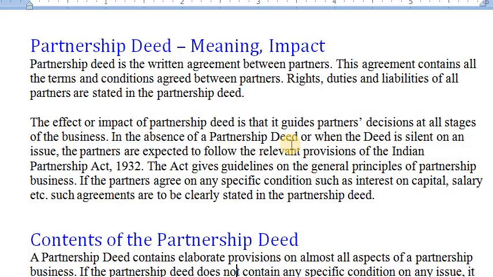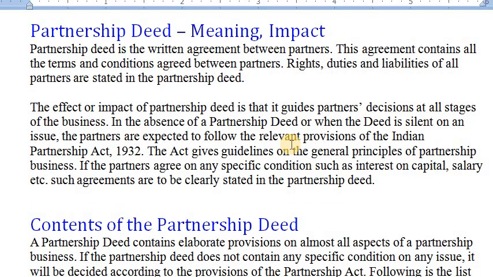Now partnership deed. Partnership deed is the written agreement between partners. Now there is a common question: is it necessary or is it compulsory that the partnership agreement should be in writing? Okay. Legally speaking, it is not compulsory. You can have agreement without writing. There can be verbal agreement. You can just say that, okay, we agree with this thing. So agreement doesn't have to be in writing.